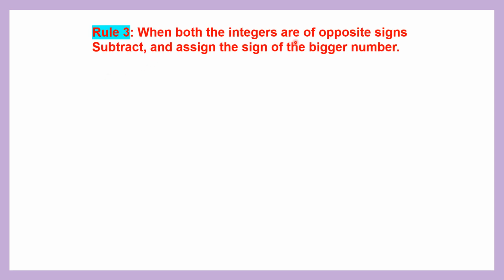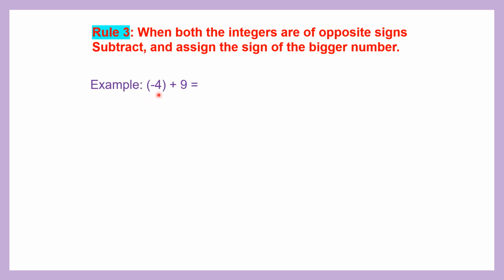Now we go on to rule 3. When both the integers are of opposite signs, that is, if you have one positive integer and one negative integer, you must always subtract. When signs are different, you must always subtract. And what sign do you give? You give the sign of the bigger number. So rule 3 is when both the integers are of opposite signs, you have to subtract and give the sign of the bigger number. Now let's take an example.